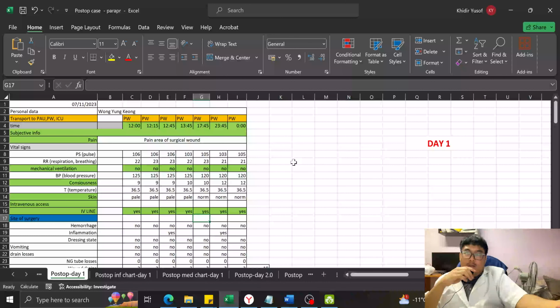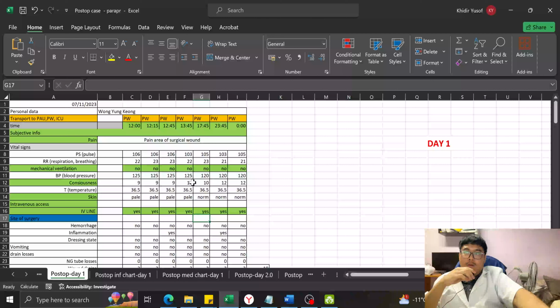And after completing surgery at 12, we took the vital signs: the pulse, respiratory rate, blood pressure, and temperature. The patient's pulse is 106, respiratory rate is 22, with blood pressure of 125. His consciousness is 9, and his temperature is 36.5. So from here we can see that he has elevated blood pressure of 125. And after a few hours, his blood pressure dropped almost 520, indicating that surgery is successful and the patient is recovering.